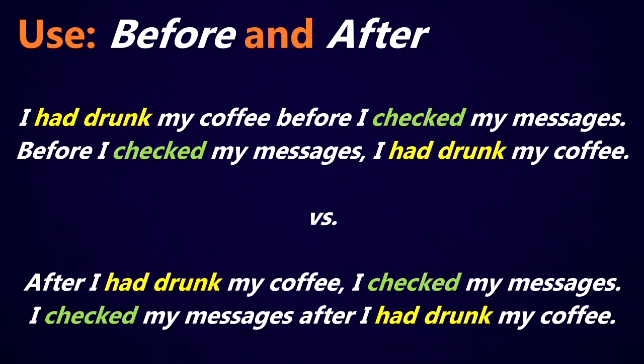And again, I can change the order of the clauses. I had drunk my coffee before I checked my messages. Before I checked my messages, I had drunk my coffee. Or after I had drunk my coffee, I checked my messages. I checked my messages after I had drunk my coffee. So the only difference between these sentences is the order of the clauses. So I've got a lot of choices when I'm using the past perfect and before and after.